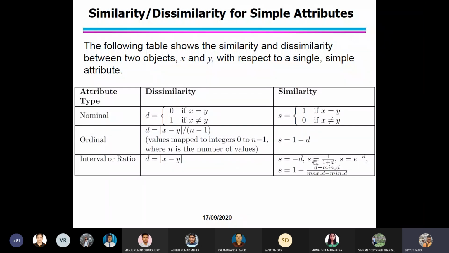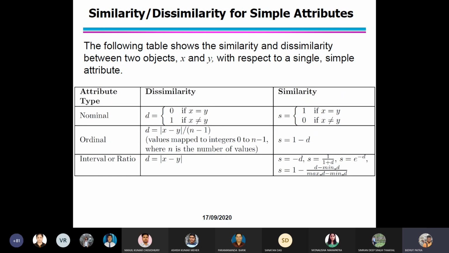As I said, similarity is the opposite of dissimilarity. So we could simply take the negative of the value, but the problem is that, as I said, in general the similarity value ranges between 0 and 1, so we cannot do that. What we can do is s equal to 1 by 1 plus d. In a sense it is the inverse. Otherwise, you can use e to the power minus d. Or there may be another formulation for computing the similarity.